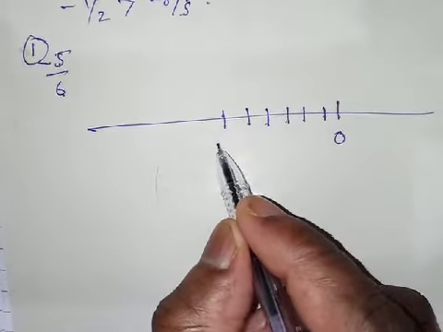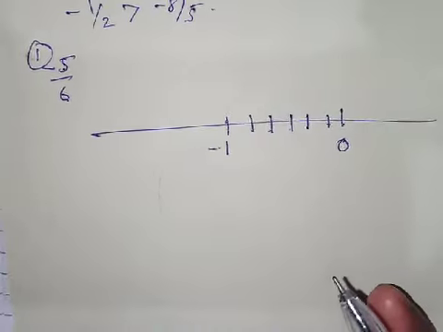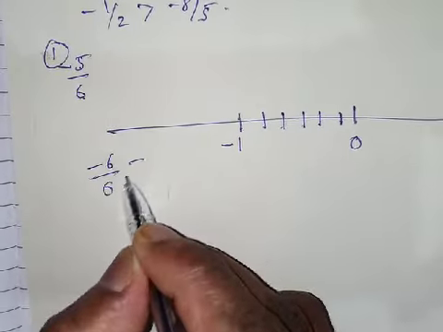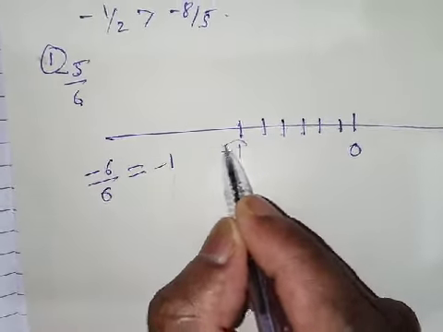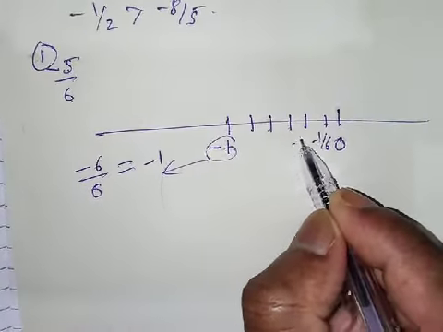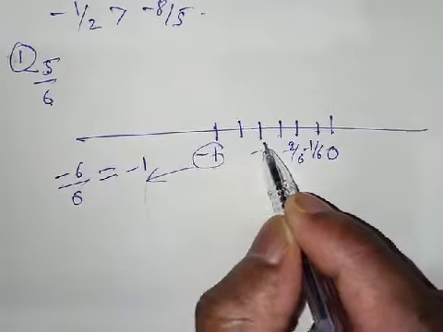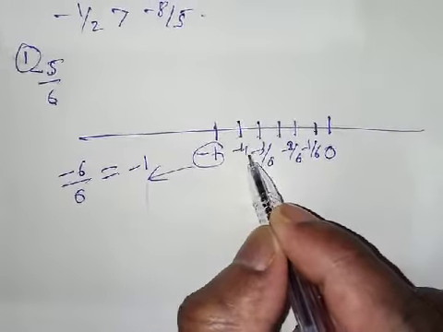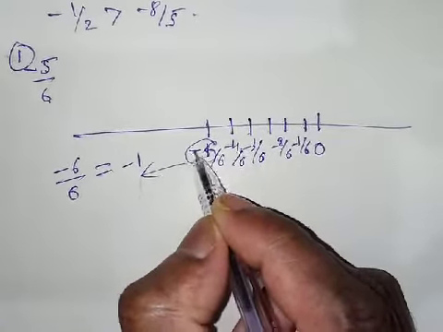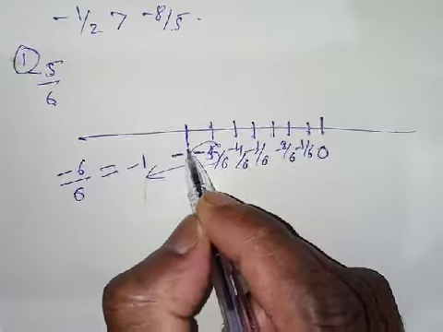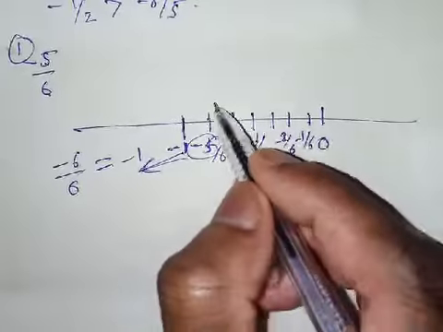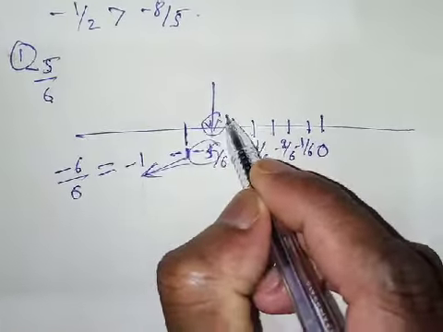What is minus 6 by 6? Minus 6 by 6 is equal to minus 1. So this is minus 1. What is here? Minus 1 by 6, minus 2 by 6, minus 3 by 6, minus 4 by 6, minus 5 by 6. Here it will come, minus 1. 6 by 6 is minus 1. What are we looking for? Minus 5 by 6. So here is your minus 5 by 6.